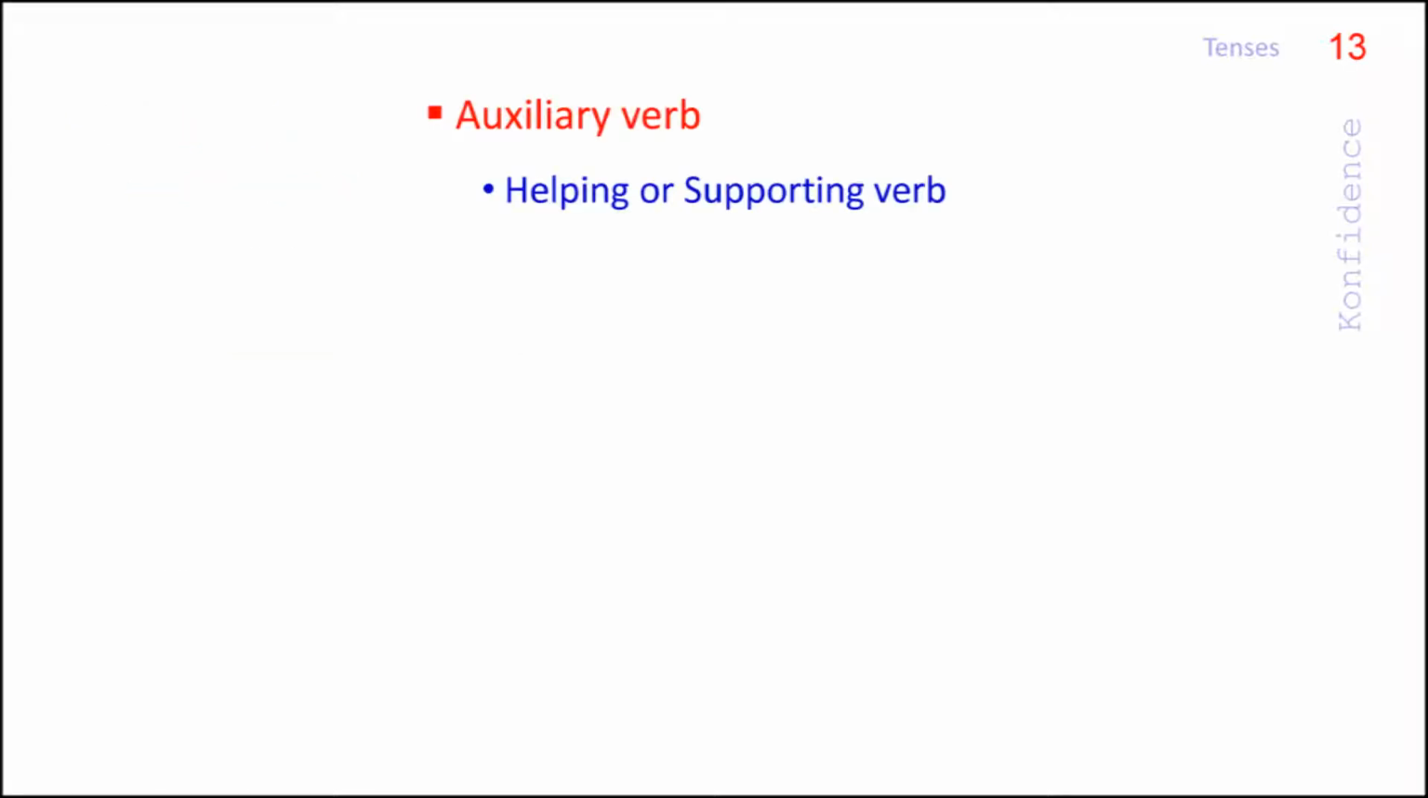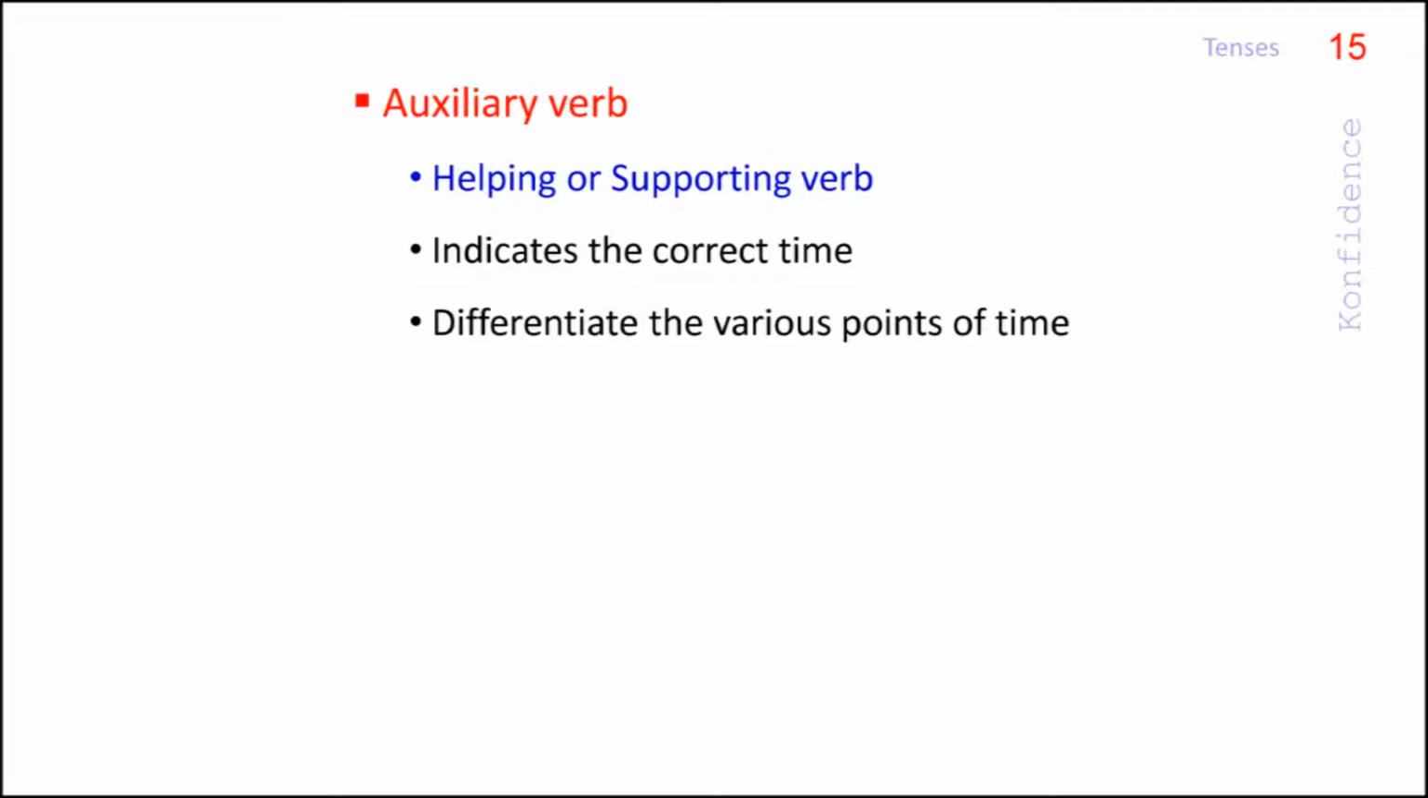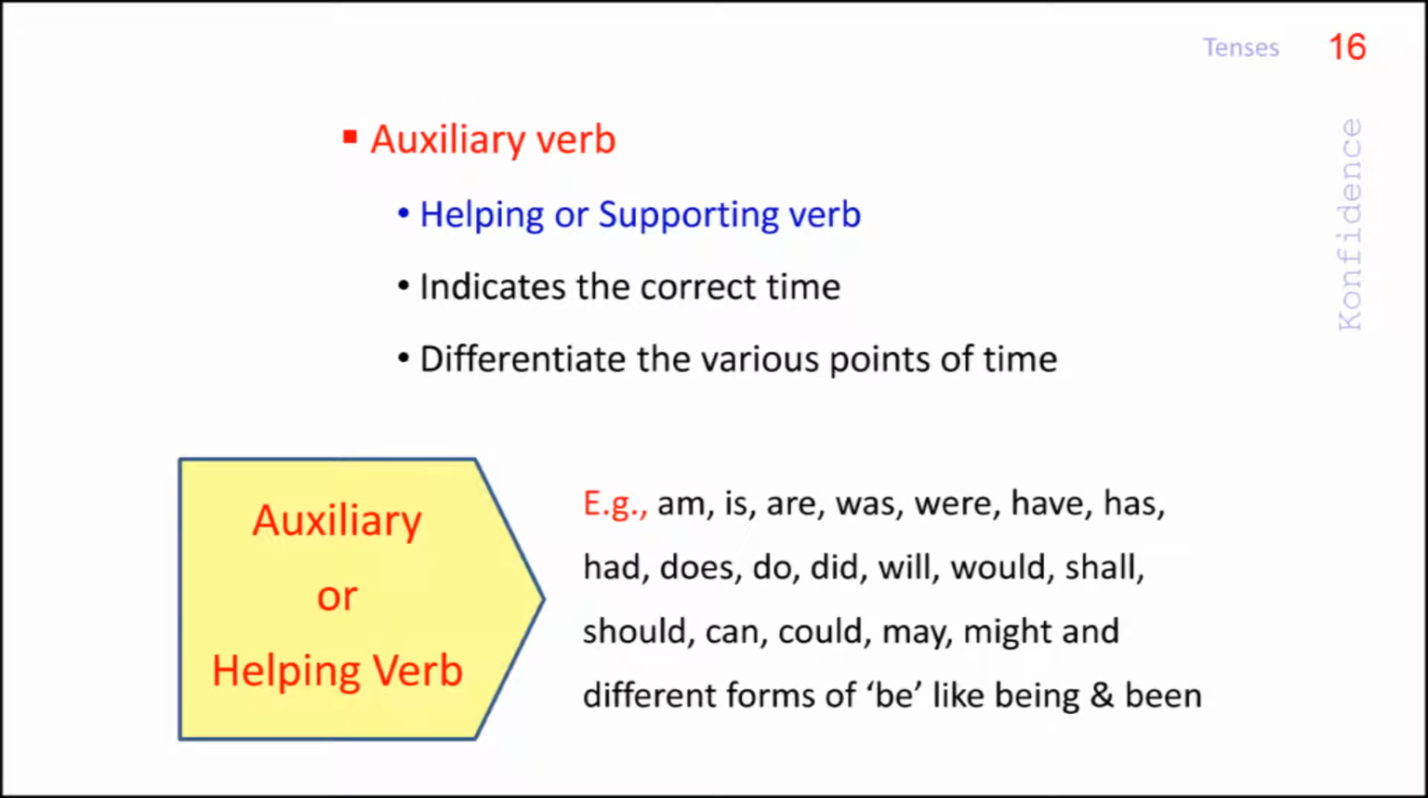An auxiliary verb is a helping or supporting verb. Its main purpose is to indicate the correct time. It supports the main verb and shows the exact time of the indicated aspect of the verb. Without auxiliary or helping verbs, we cannot differentiate the various points of time. A list of auxiliary verbs are given in the slide. Let us go through them.